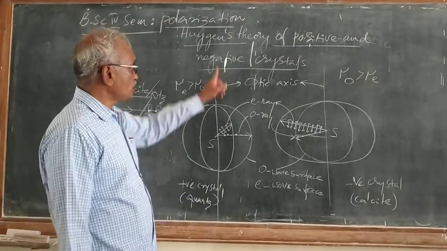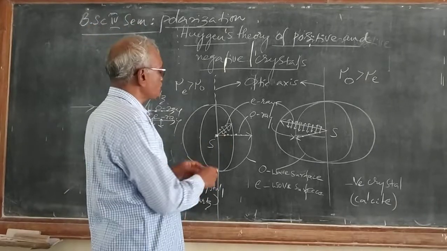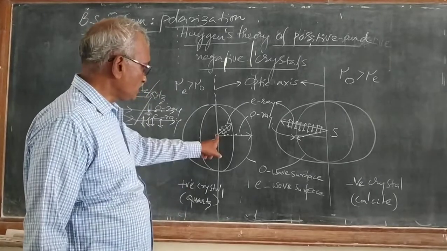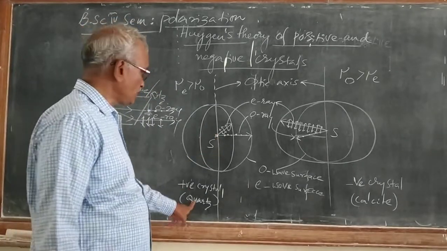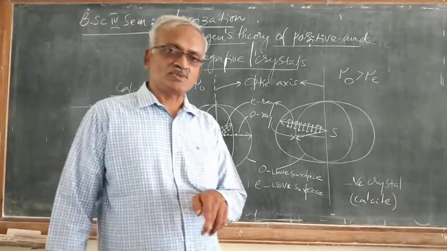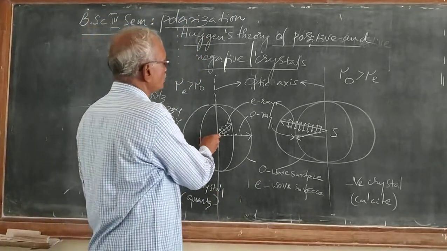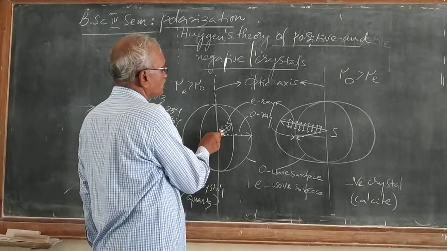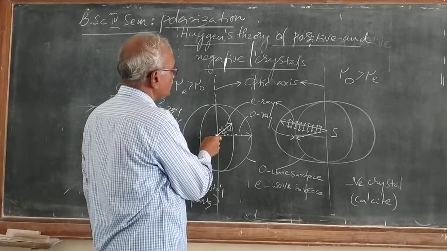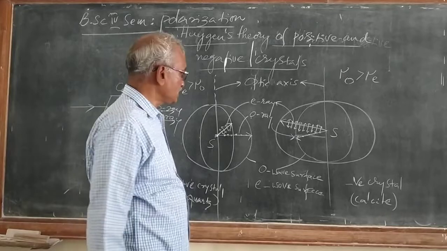According to Huygens, S is the point source. From the point source, the waves are emitting in all directions. This is the quartz. As I told you, if light travels through the crystal, it splits into two rays, ordinary and extraordinary. I have shown it here on the board. This is the extraordinary ray, and I have written another ray that is dotted. This is called the ordinary ray.